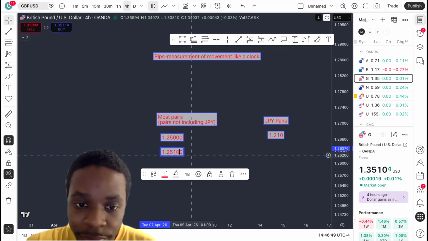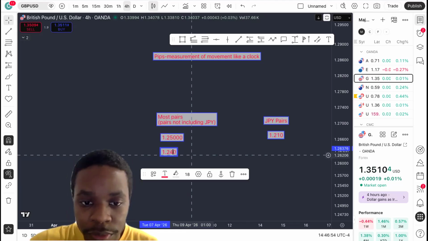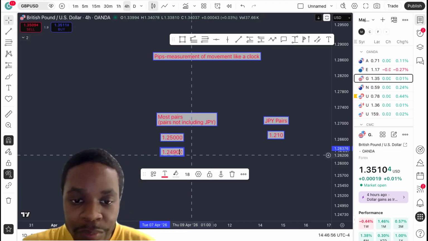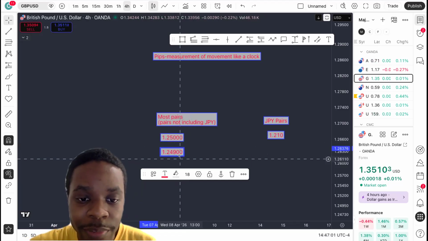And vice versa. Let's say price is going down to 0.49. We would say it has gone down 10 pips, right? As in, price has decreased 10 pips.